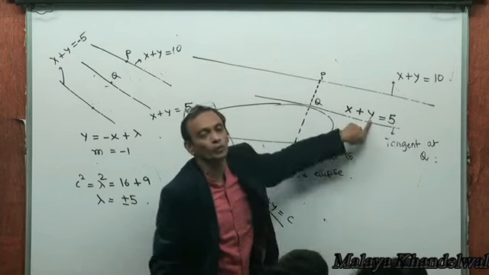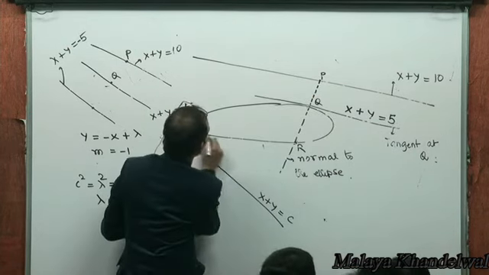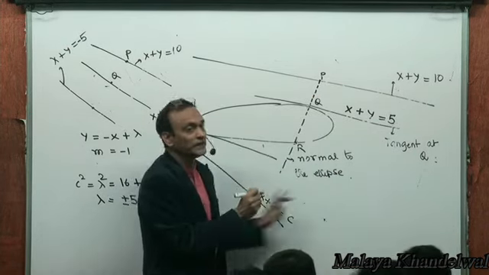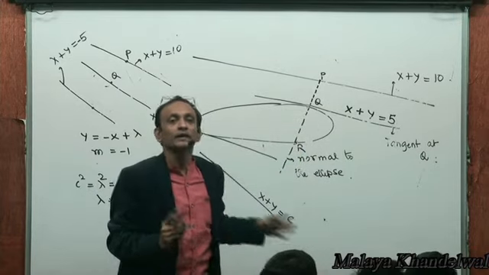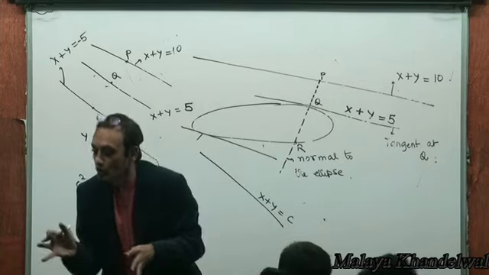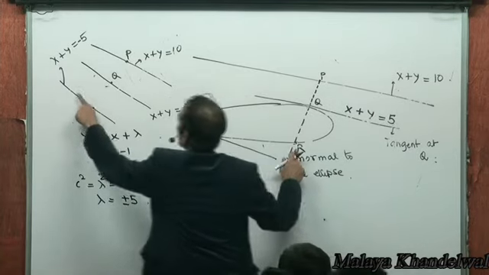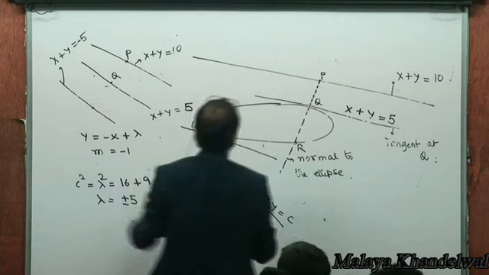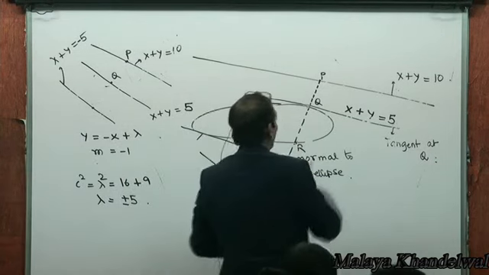Another tangent with slope minus 1 would be somewhere here. And they need not have a common normal. They may have parallel normals. They don't need to have common normals, right? So this is not the r which I meant. This r was just some point. So then lambda equal to 5.